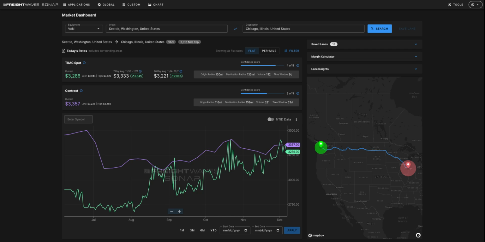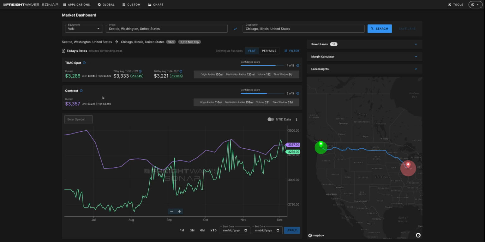So in order to meet that rule, we had to go out 130 miles from the origin, 133 from the destination, and back 9 days in order to meet that rule. These are weighted though, so anything booked closer to the origin or closer to the destination and loads that were booked yesterday or the day before are going to be more heavily weighted towards these rates than loads that were booked farther out and farther back in time. So just keep that in mind when using this information.